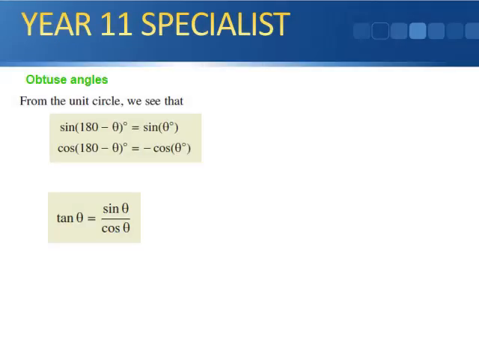Obtuse angles. If we've got our unit circle, we're getting to 180 degrees, which is there, and we're trying to find an angle in here. So that means we have to get to 180 and go backwards to get an angle in this quadrant here. And we know that in that quadrant, sine is the only positive one, all the rest are negative. So sine of 180 minus theta will be sine theta, and cos of 180 minus theta will be negative cos theta. And we know that this rule is true: tan is sine divided by cos.